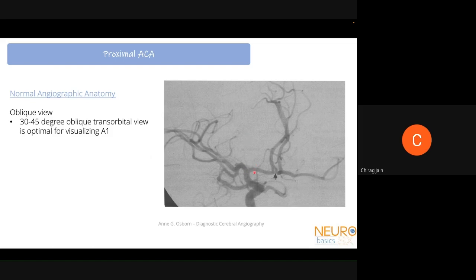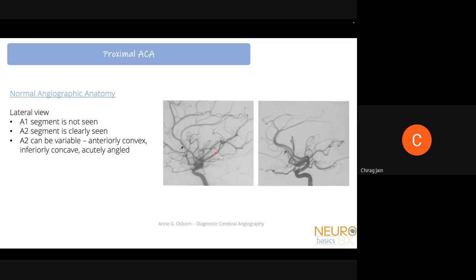The best view to identify the A1 ACA is actually an oblique view, which is a 30 to 45 degree view. That is the most optimal view for visualizing an A1. So here we can see that in this oblique 30 degree view, the A1s on both sides are seen much more clearly. On a lateral view, the A1 obviously cannot be seen because it's a horizontal structure, but the A2 is much more clearly demarcated on a lateral view.